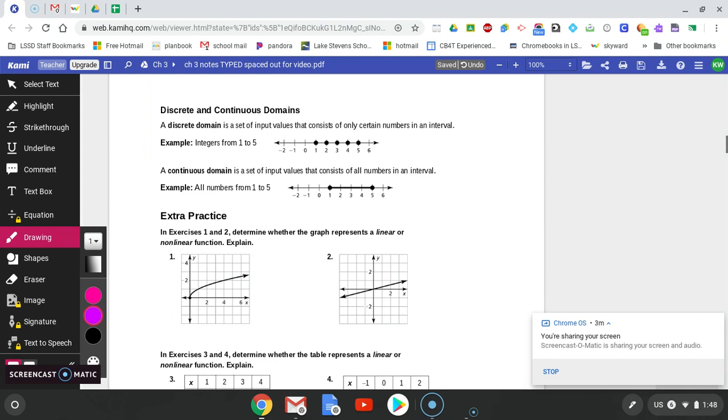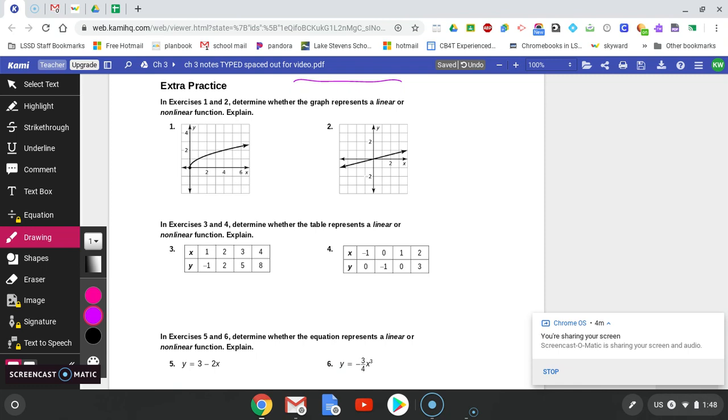All right, so you don't need to copy these definitions down again, but you might want to add in these graphs that are examples of discrete versus continuous domains. Discrete domain is when you have the individual points. So again, you can see individual points on here. Whereas continuous, notice all those points are connected, so it includes all those decimals, all those fractions in between.